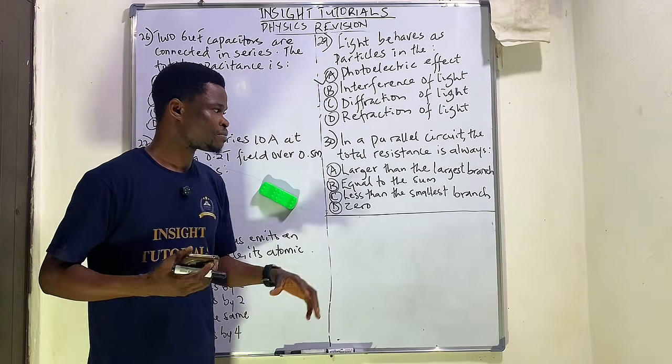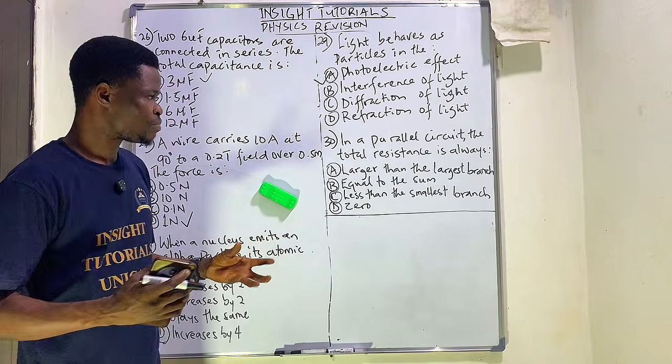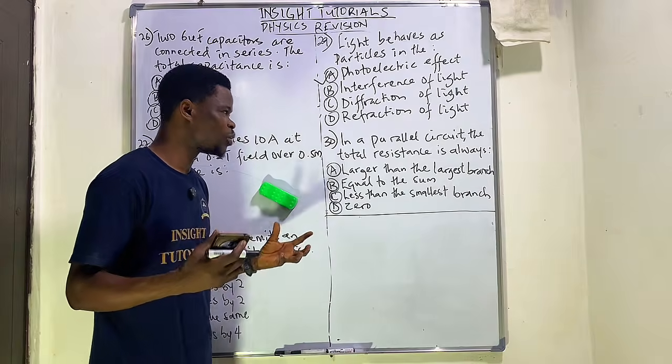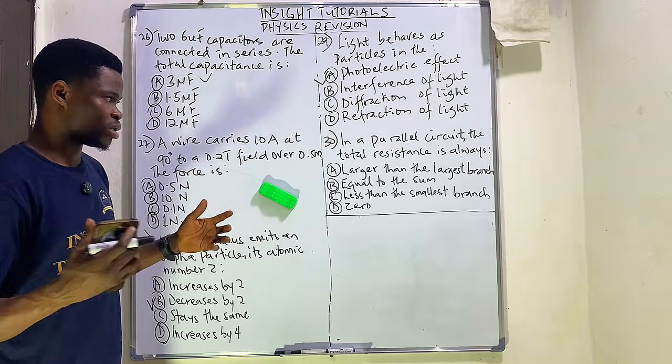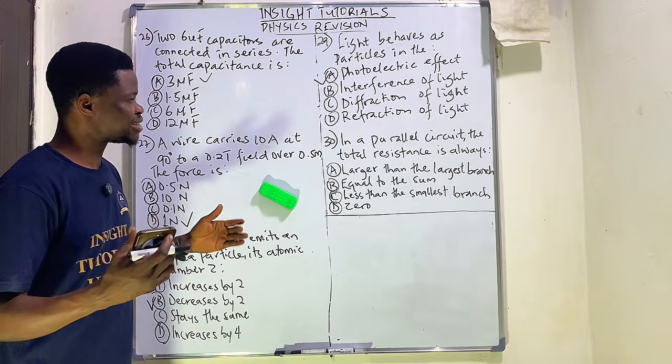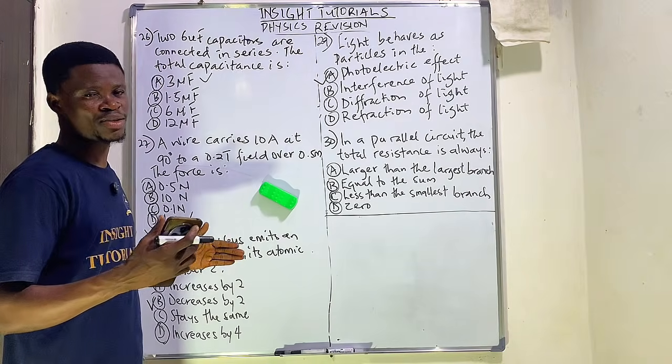Question 30 says, in a parallel circuit, the total resistance is always, A says larger than the largest branch, B says equal to the sum, C says less than the smallest branch, and D says what?